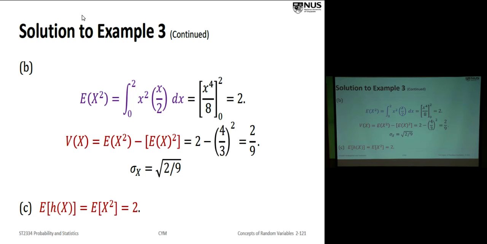So the variance of this random variable is 2 minus the square of the mean. The mean was 4 over 3, so it's 2 minus 4 over 3 all squared, which is 2 over 9. So again, that's positive. And that's the variance; the standard deviation is the square root of this. So the square root of 2 over 9. Okay, root 2 over 3, if you like.